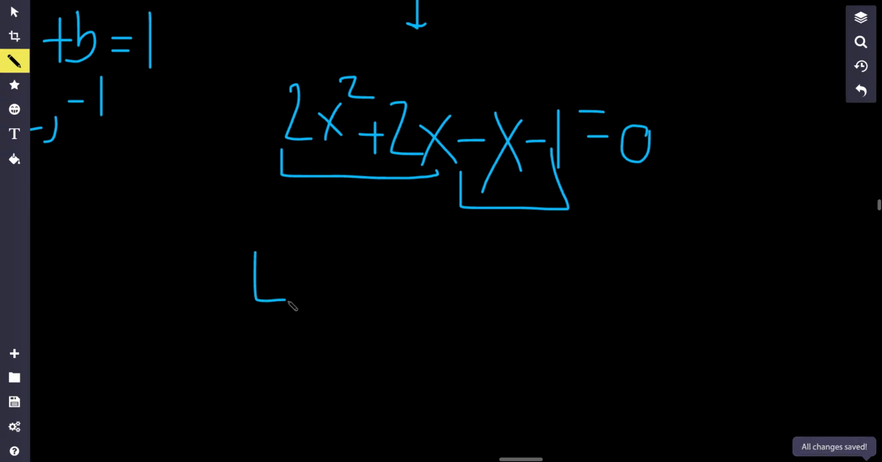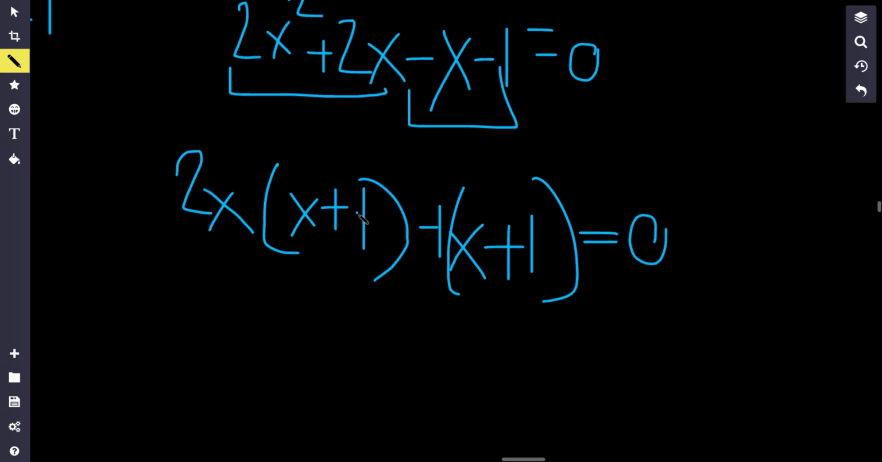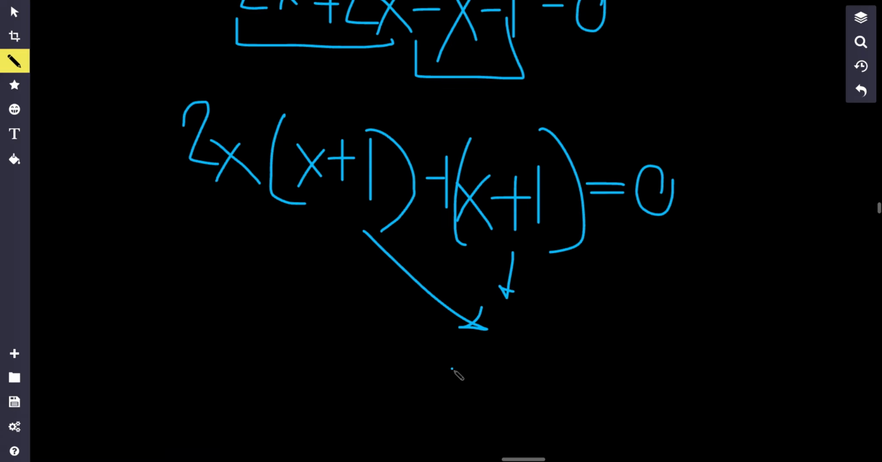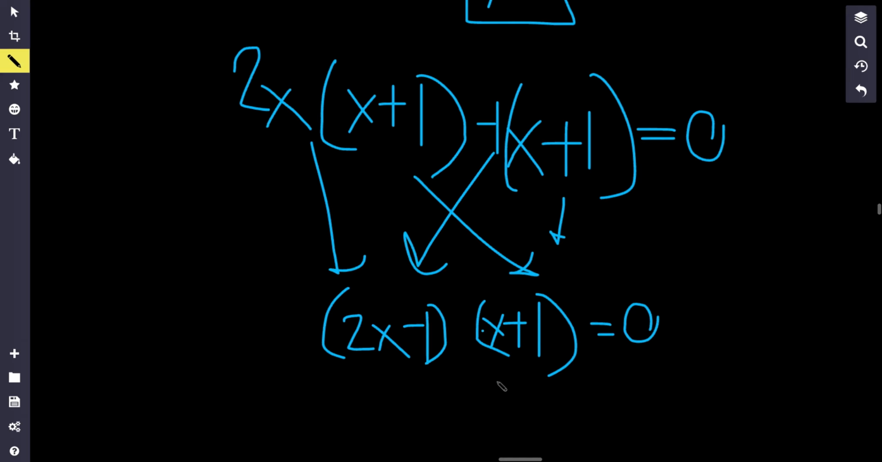For these two terms, I can factor out 2x. So I get 2x times x plus 1. And in these two terms, I can factor out a negative 1. So I get x plus 1. Notice how these two things are the same, so I can combine them into one term. So we have 2x minus 1 times x plus 1 is equal to 0.